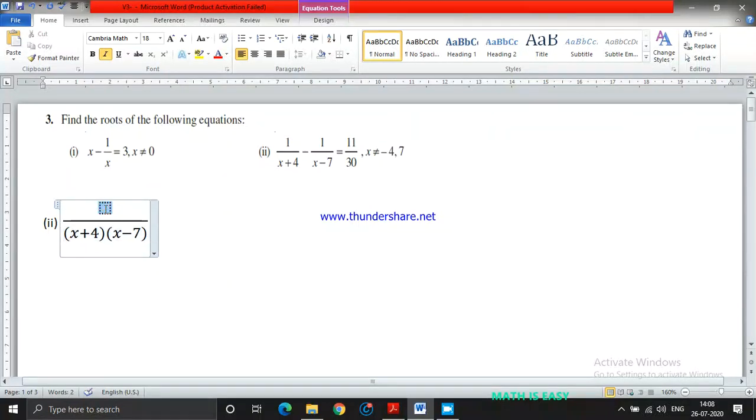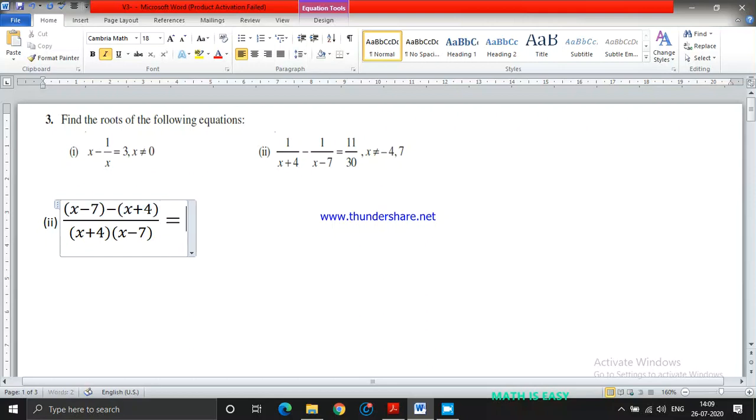In the numerator, what do you get? This x minus 7 will multiply with 1, minus this x plus 4 will multiply with this one. So you will get it as x minus 7 minus x plus 4. Okay, so this is what you get by taking the LCM.